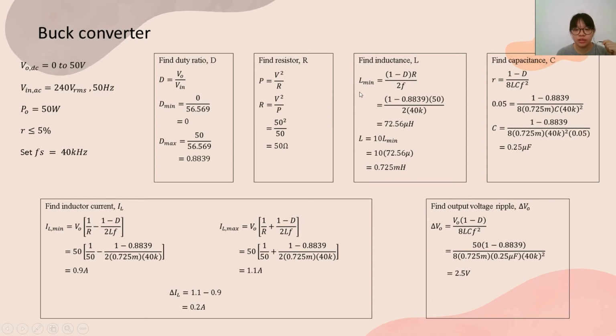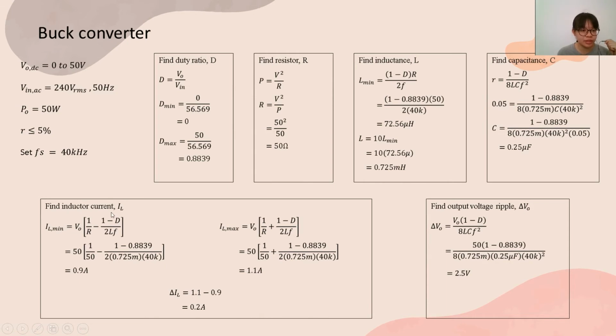For the inductance, we find the minimum inductance by the equation, and then we multiply by 10, and we will get 0.725 millihenry. To find the capacitance, we use the ripple equation, where the ripple is 5% and is equal to 0.05, and we rearrange the equation, we will find the capacitance, which is 0.25 microhenry.